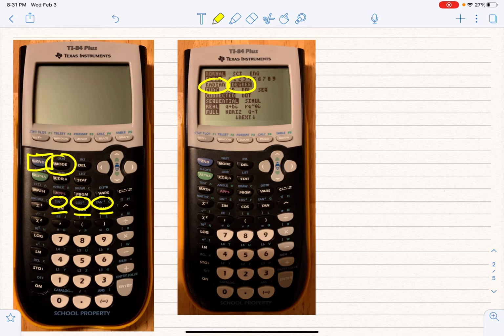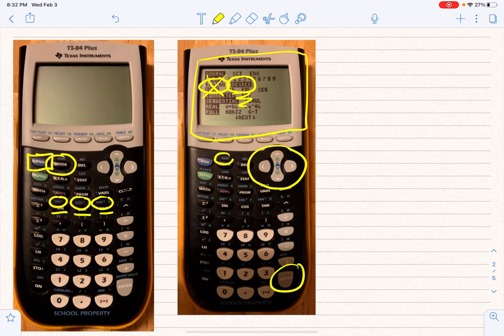So what you're going to do is press the mode button, and you're going to see this screen right here. You need the word degree to be highlighted and not radian. If radian is highlighted, you scroll down, click over using these buttons right here until you're on degree, and then you press enter, and then degree will be highlighted. To get out of this, you need to quit, which is second and then mode.